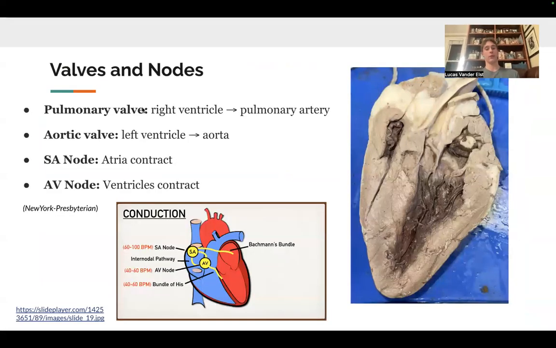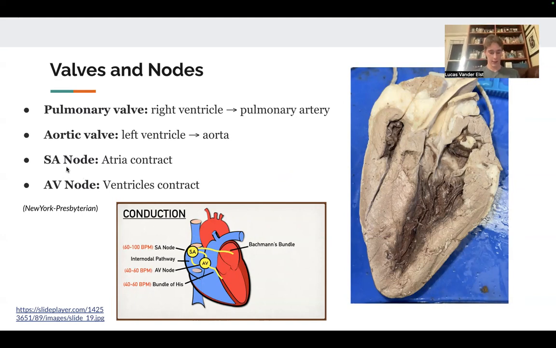Now I'm going to talk about valves and nodes. So the pulmonary valve, valves are in the heart and they connect the two chambers and they regulate the pumping. So the pulmonary valve is from the right ventricle to the pulmonary artery, so it's over here. And then the aortic valve is from the left ventricle to the aorta. So this is the aorta, comes through here. So the blood will pump through the left atrium, comes down here, and then through this valve right here.